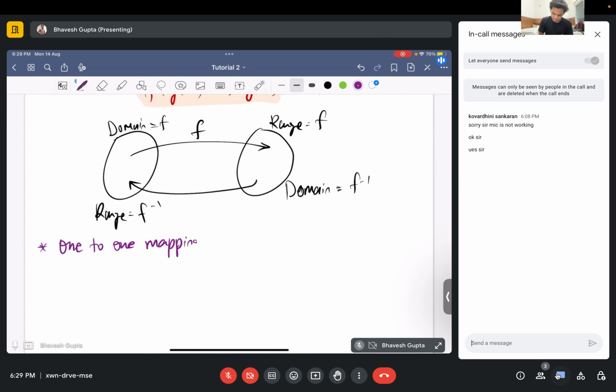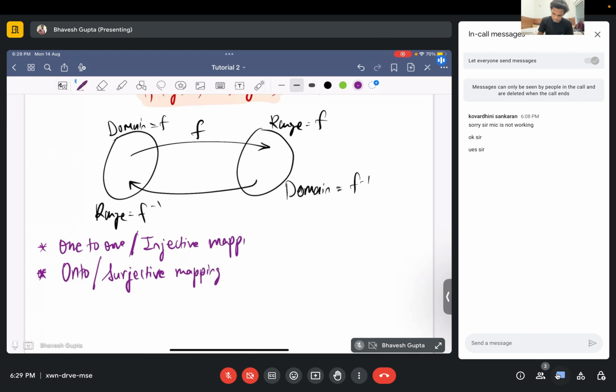There should be one to one mapping. And the second thing which we want is that the function should be an onto function. It should be an onto mapping. People write it as onto, or sometimes people write surjective mapping. In this case, people also often try to write as one to one or as injective mapping.